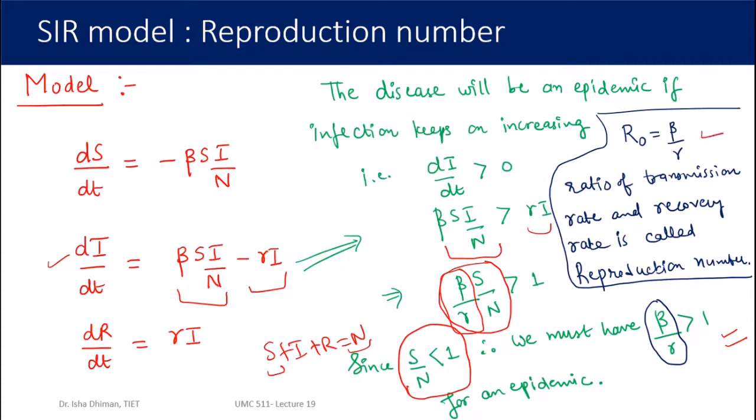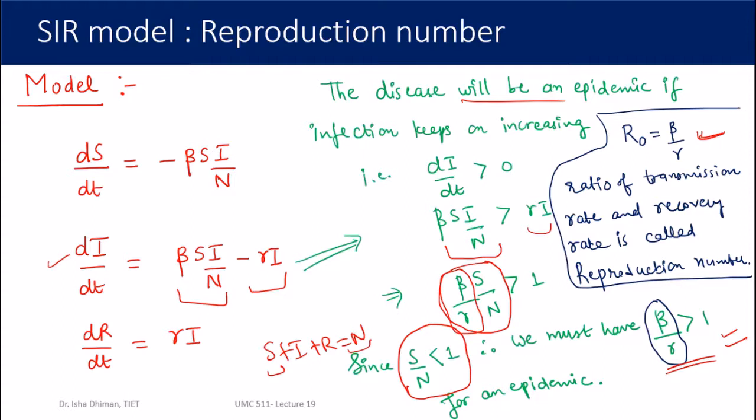So this number R naught, beta by gamma, is called the reproduction number. It's the ratio of the transmission rate and the recovery rate. We have just derived the condition that the disease is going to be an epidemic if beta by gamma, that means R naught, is greater than 1. So all the people who formulate mathematical models for epidemics, the first thing they try to figure out is to calculate the reproduction number. And based upon that, they give their prediction: if the reproduction number is greater than 1, they say this is going to be an epidemic. If the reproduction number comes out to be less than 1, they say this is not going to be an epidemic, this will die out soon. So it all depends upon the reproduction number.